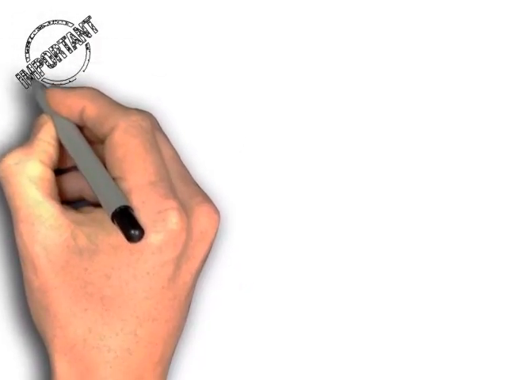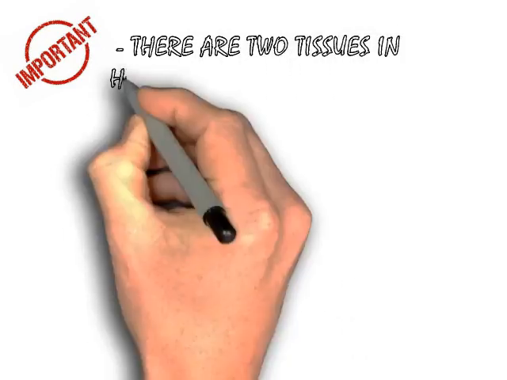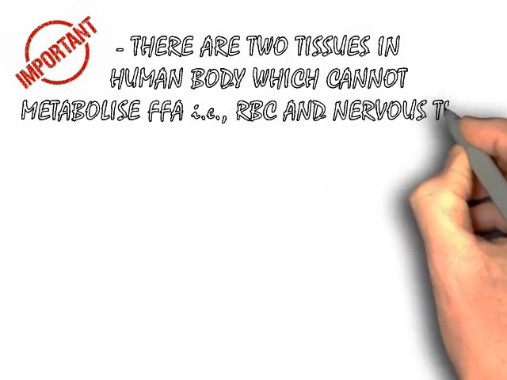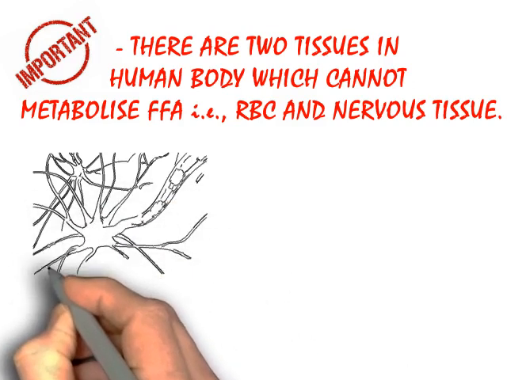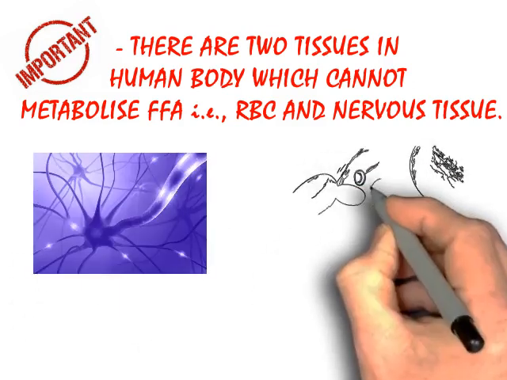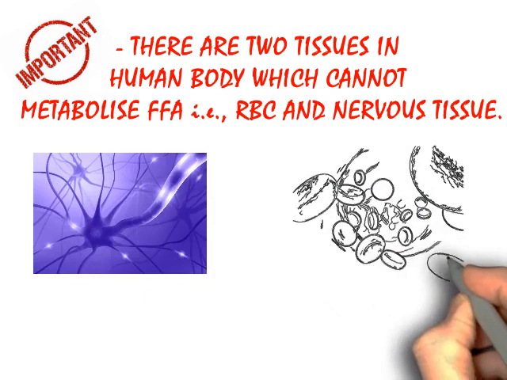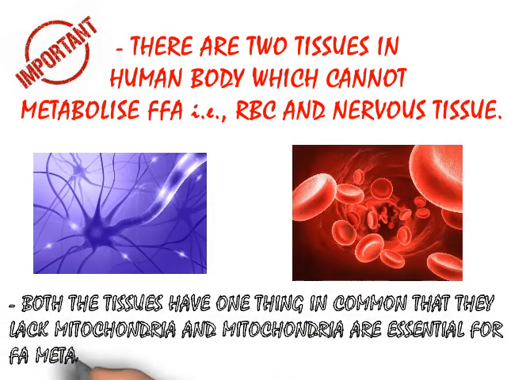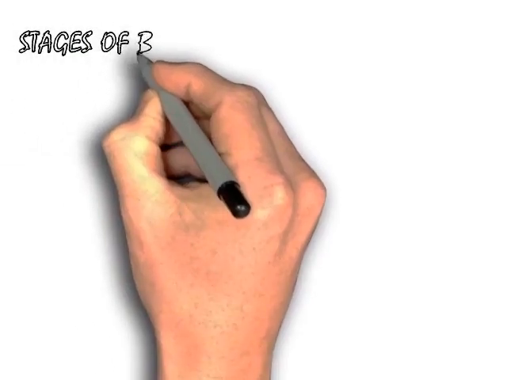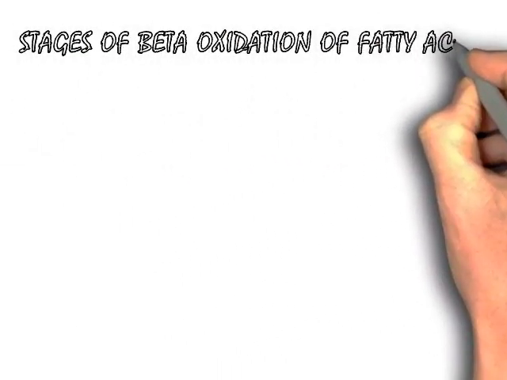Now, this is also a very important point: in the human body there are 2 tissues which cannot metabolize free fatty acid, that is RBC and the nervous tissue. This is so because both of them have one thing in common, that they lack mitochondria, and mitochondria is essential for fatty acid metabolism. Now let's talk about the stages of the beta oxidation.